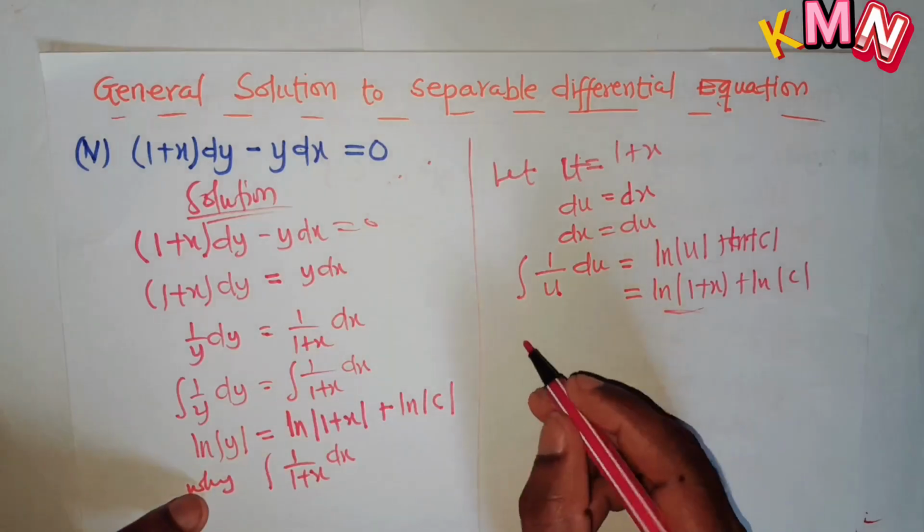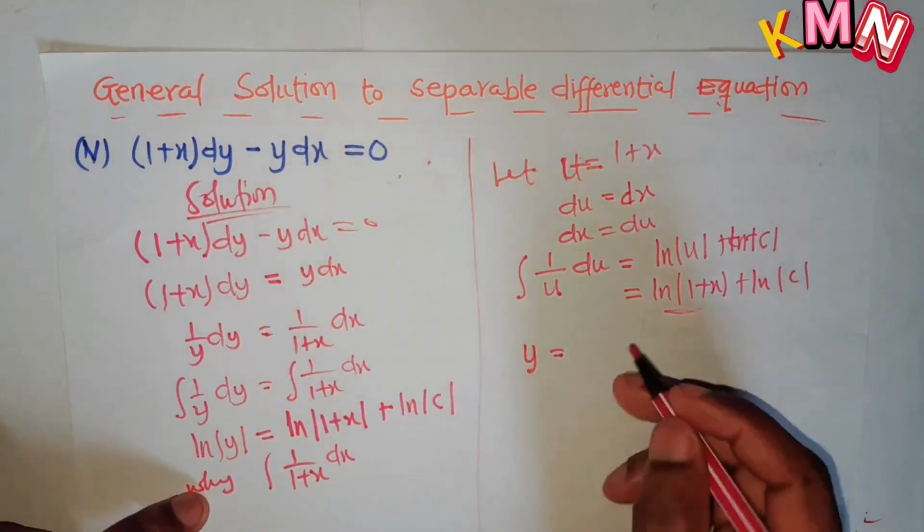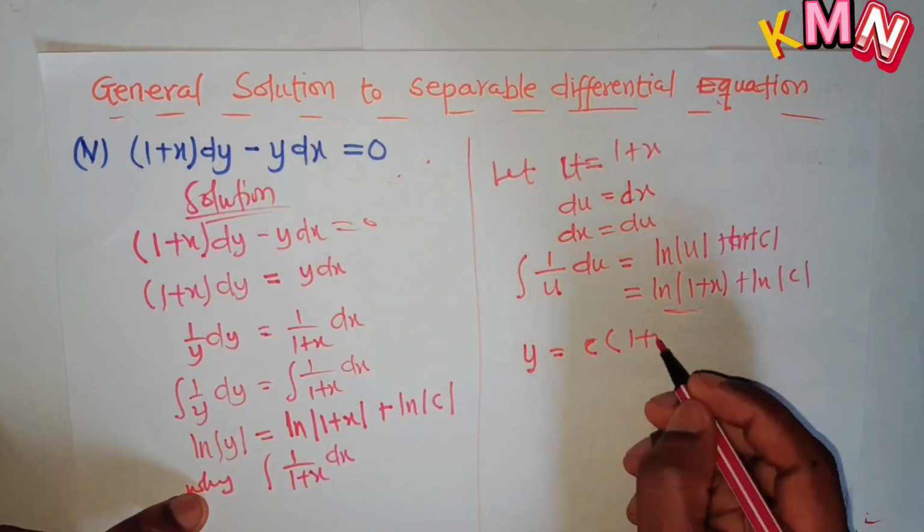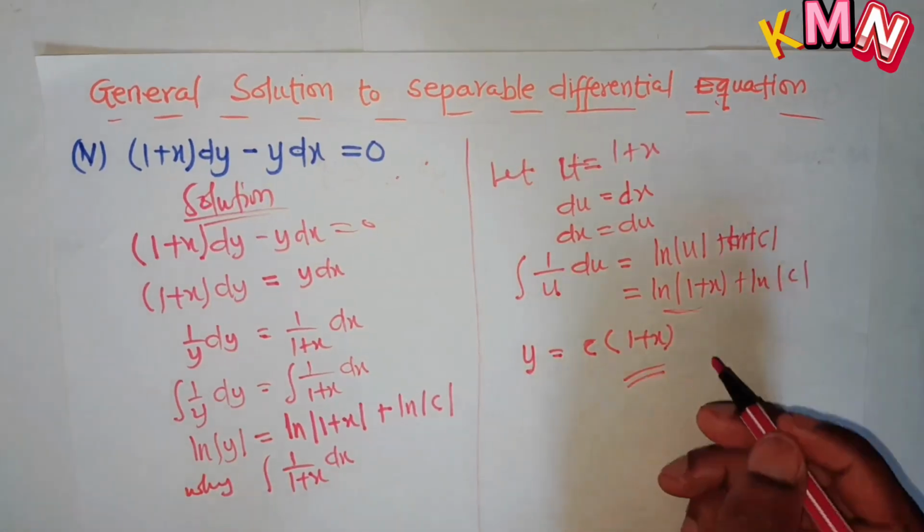So this means that our final answer is going to be y equals c times 1 plus x. So this is our final answer.